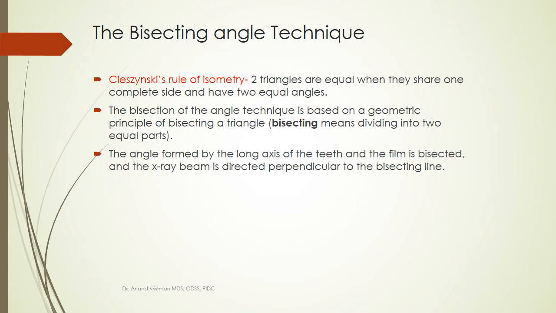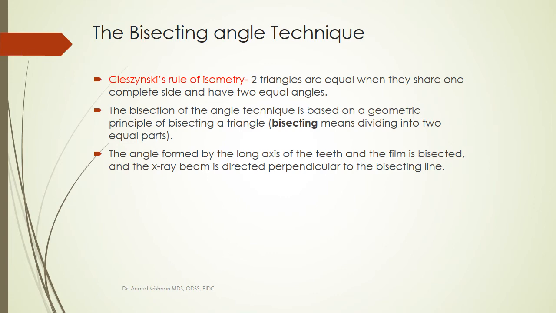So sometimes patients with a very shallow arch or a very small arch, who have very small upper and lower, mandibular and maxillary arches, it is going to be very difficult for you to lodge this device inside the patient's mouth because of its rigidity. So these are the areas where you cannot use the paralleling technique. Hence comes the bisecting angle technique. The bisecting angle technique is another way of taking an IOPA.